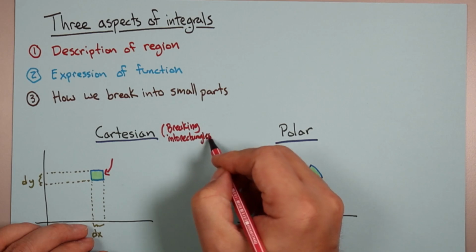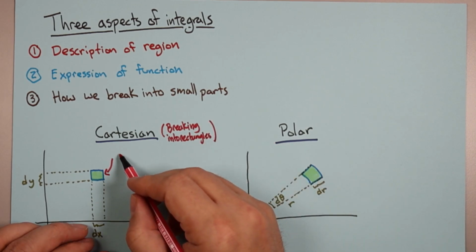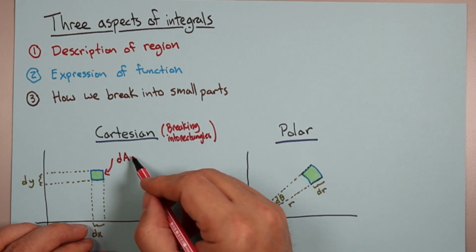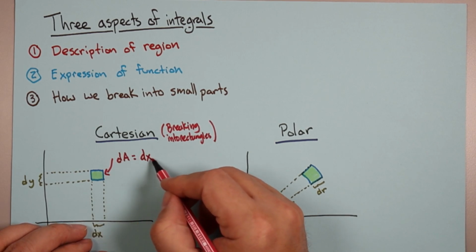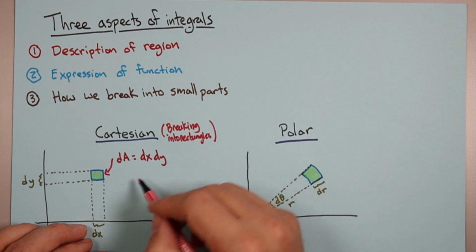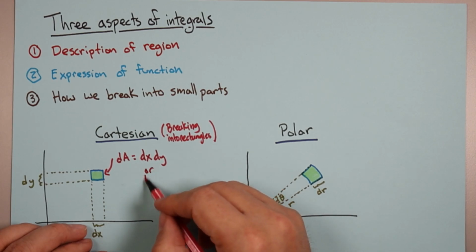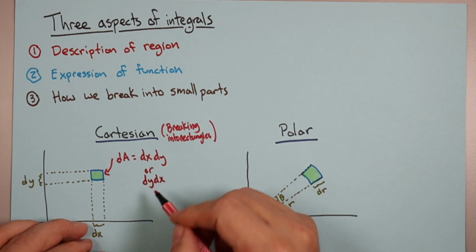Well, given that that's the case, we say, well, how much is the area of this little rectangle? Well, we can figure that out. dx dy or dy dx, either one. But the moral is we can find the area.